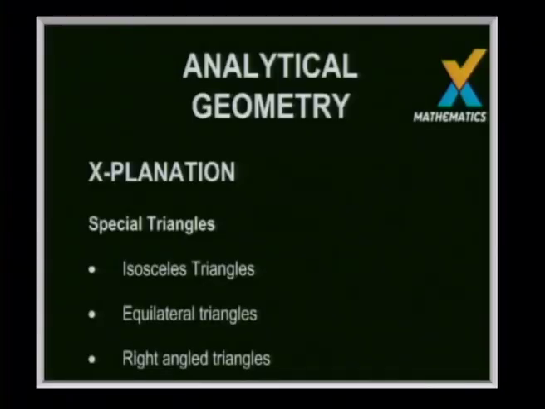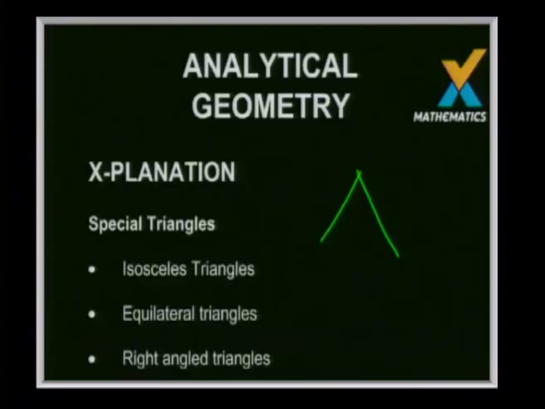Lastly, just talking about a couple bits and pieces, special triangles, an isosceles triangle. How would we prove a triangle is an isosceles triangle? For example, those two sides are equal. Well, we could use distance formula. Remember analytical geometry? Got to use analytical methods. We can't use sketch and our protractor. So we'd use distance formula.